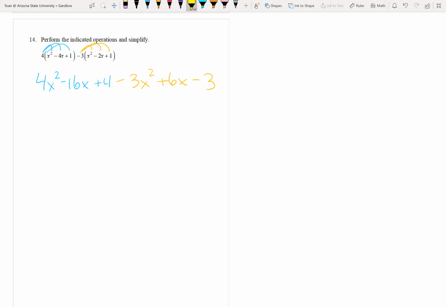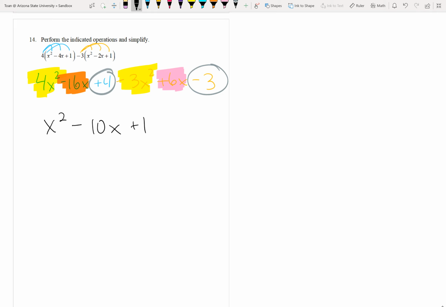And then all you got to do is combine like terms. We have x squares like terms. We have x's, regular x's like terms. Ooh, that's a bad color. And then we have the constants as like terms. So then we have our answer of x squared minus 10x plus 1. Right. All you got to do is just combine them, add them up.